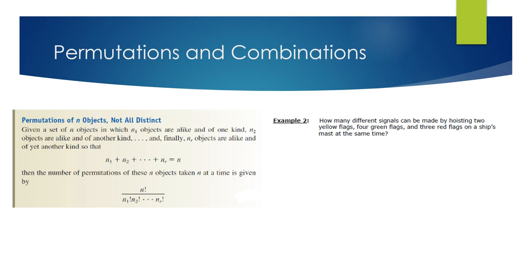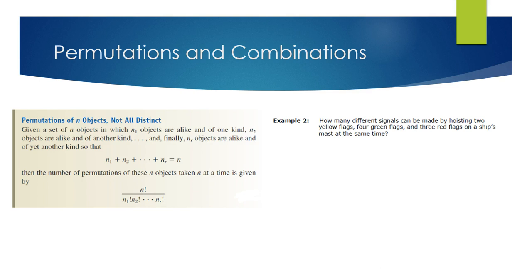So out of those 9 flags, how many different ways can they be raised to produce a different sequence of colors is what you're looking for here. So take a moment, see if you can come up with an answer to it. So this is a prime example of something that would be used with this particular formula.